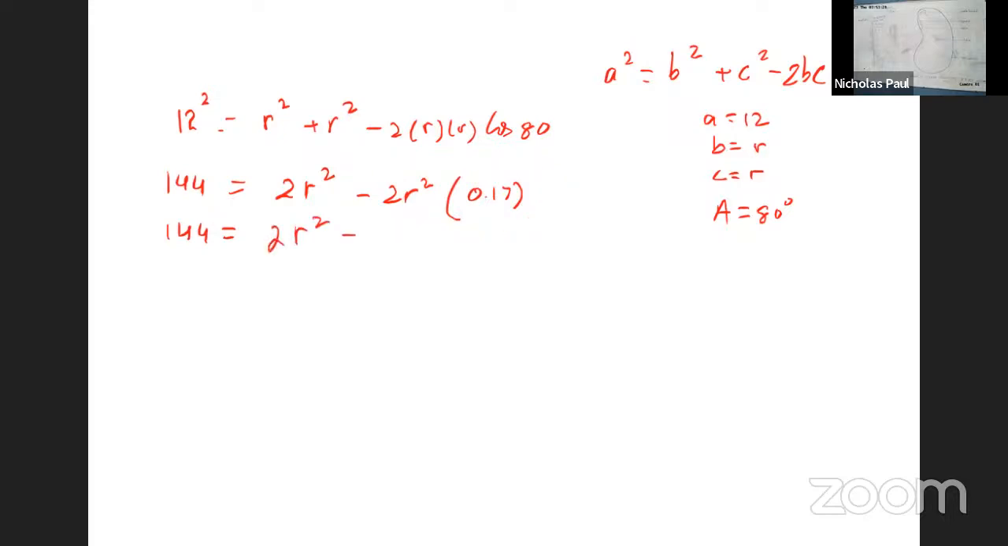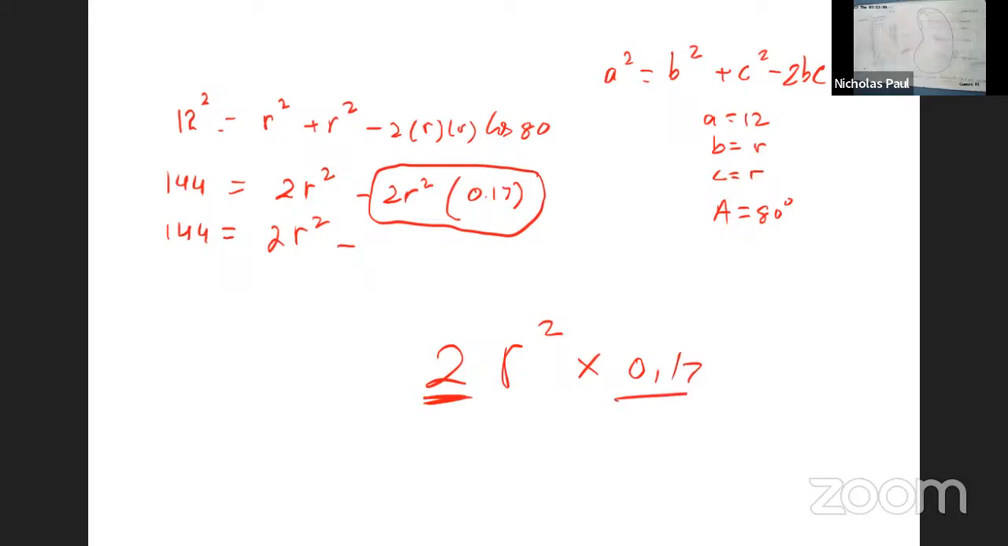Let's take a look at it. So we're trying to simplify here, right? So what is 2R squared multiplied by 0.17? You must multiply the numbers, right? So 2 by 0.17 is 0.34 R squared.